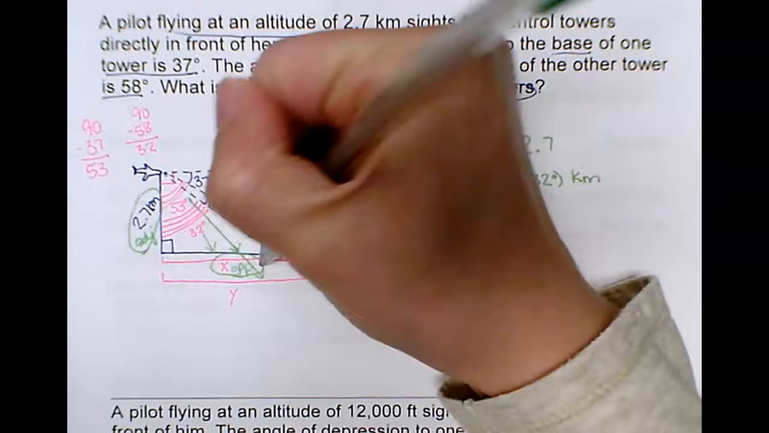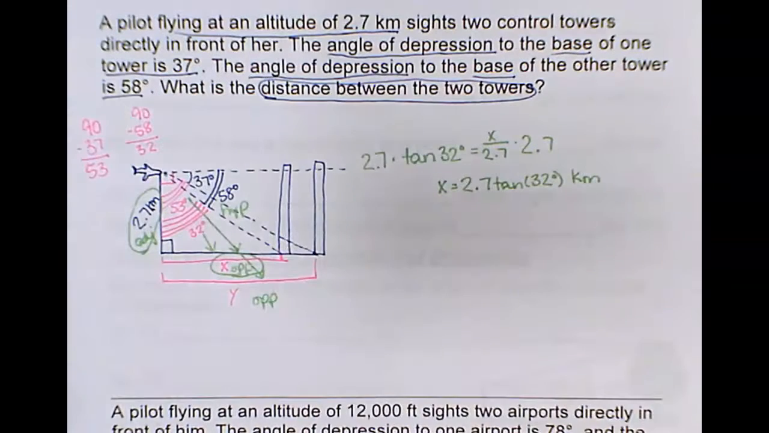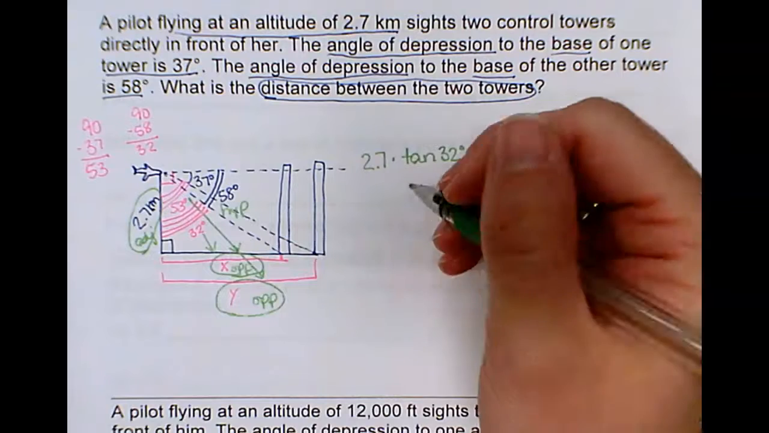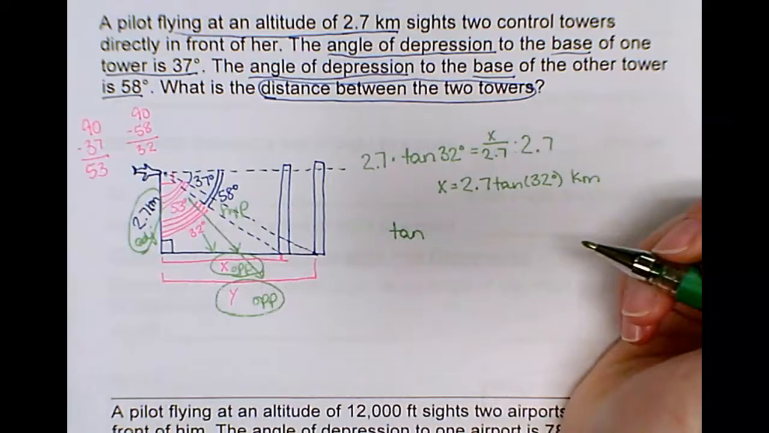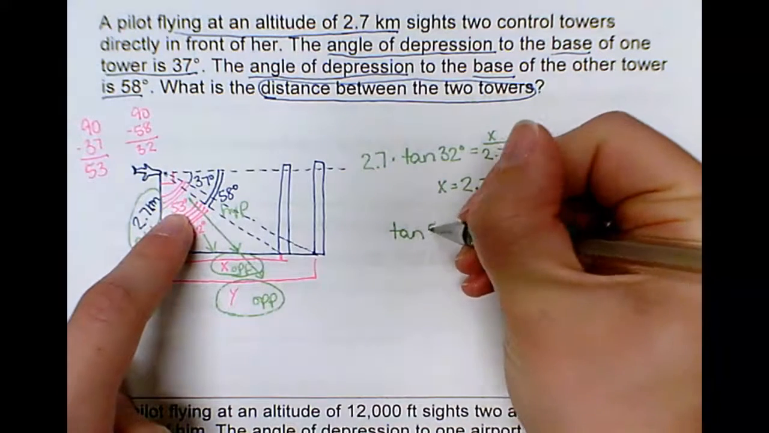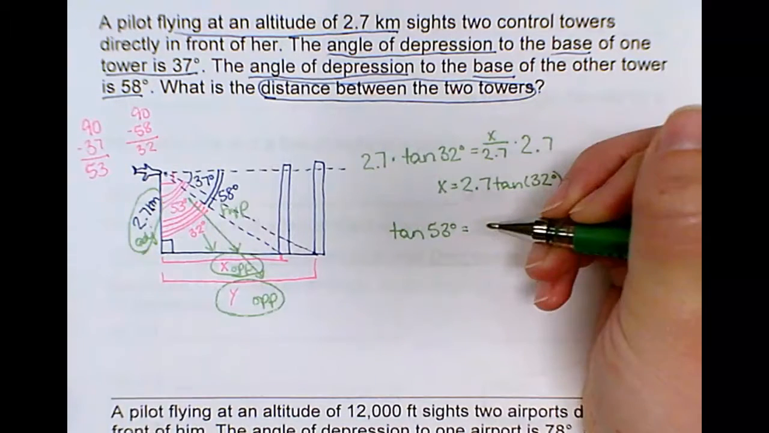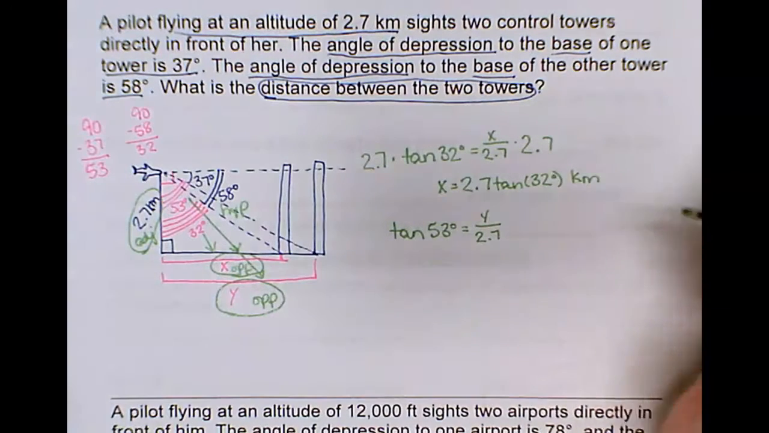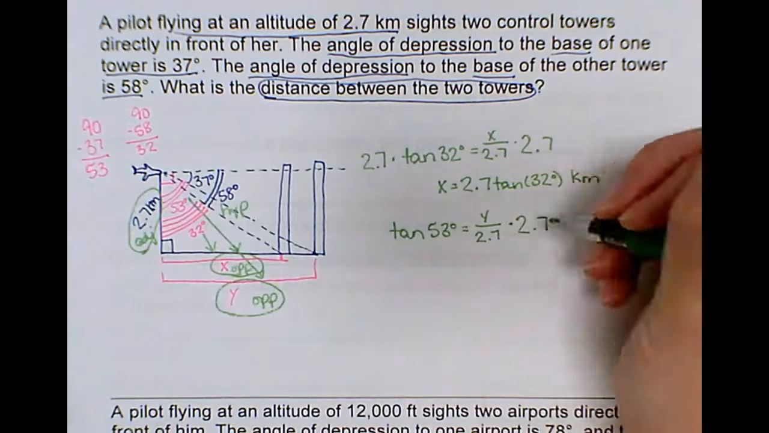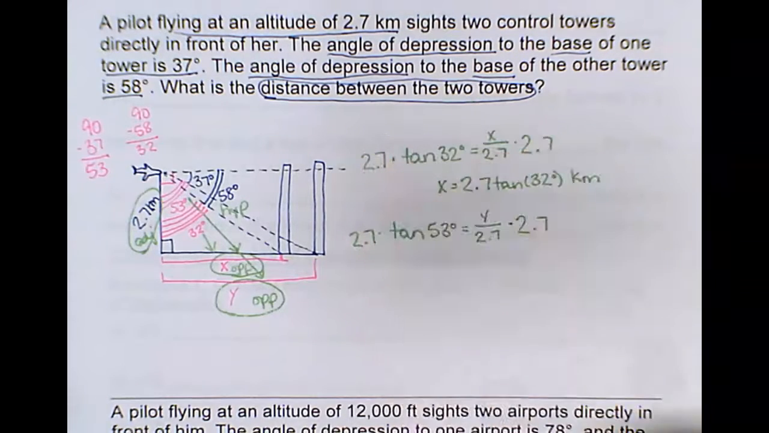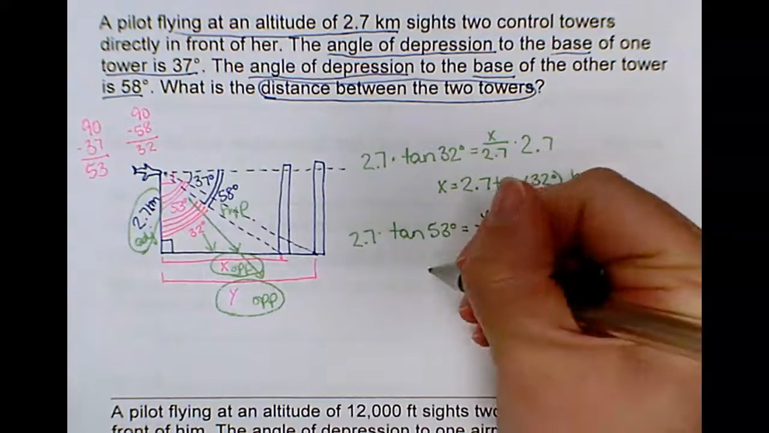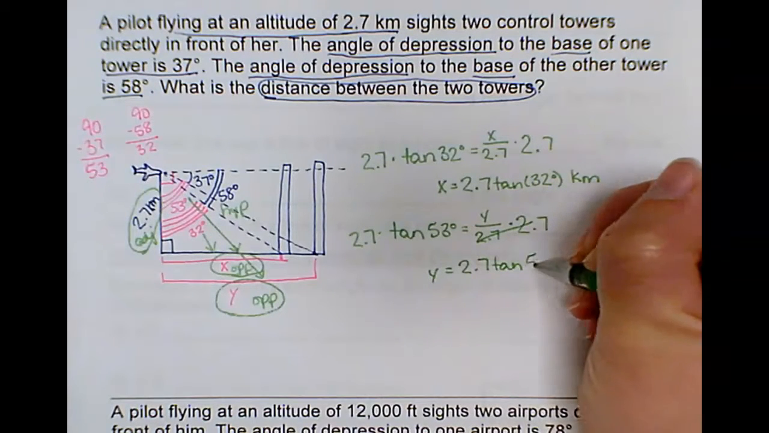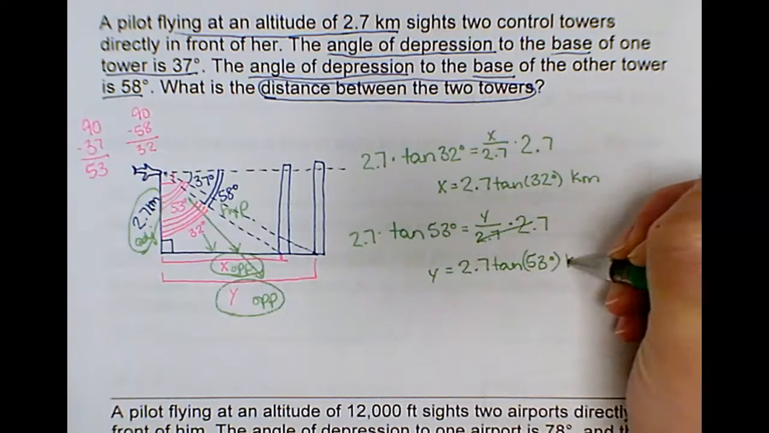I suppose here, opposite. I'm still looking for the opposite side, still given the adjacent. So I'm using tangent again. This time my angle of reference is 53 degrees. The opposite side is y. The adjacent side is 2.7. I still need to isolate y, multiplying by 2.7. So I have that y equals 2.7 tangent of 53 degrees, measured in kilometers.